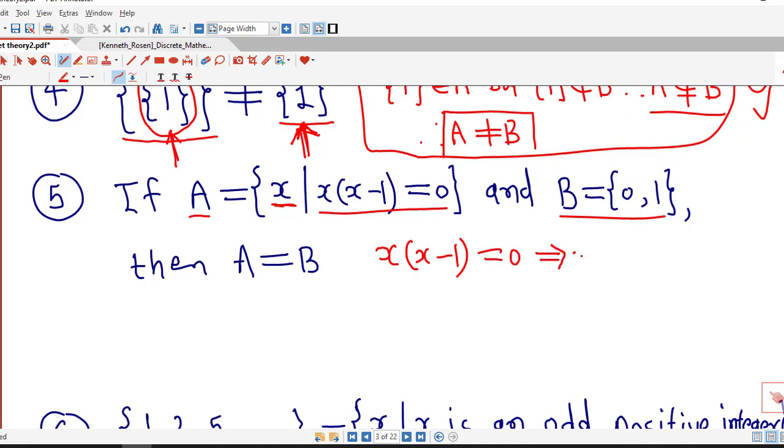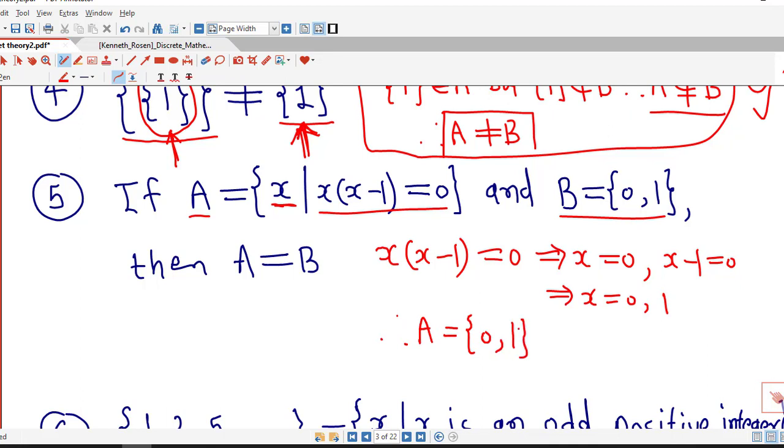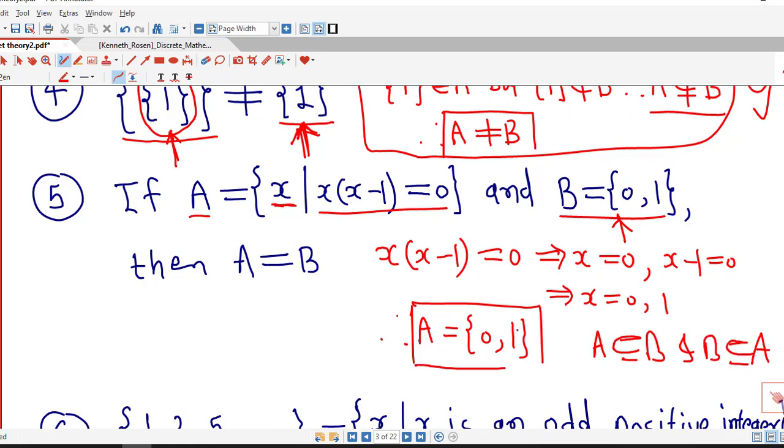So this implies either x is 0 or x minus 1 is 0. So x is 0, another possibility is x equal to 1. So set A is also set containing 0 and 1. So it is obvious that A is a subset of B and B is a subset of A. So therefore A and B are equal. There are only two elements, 0 and 1.